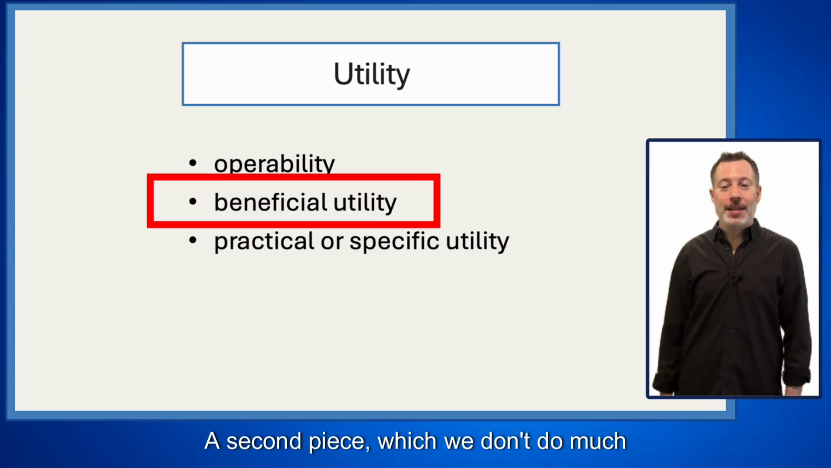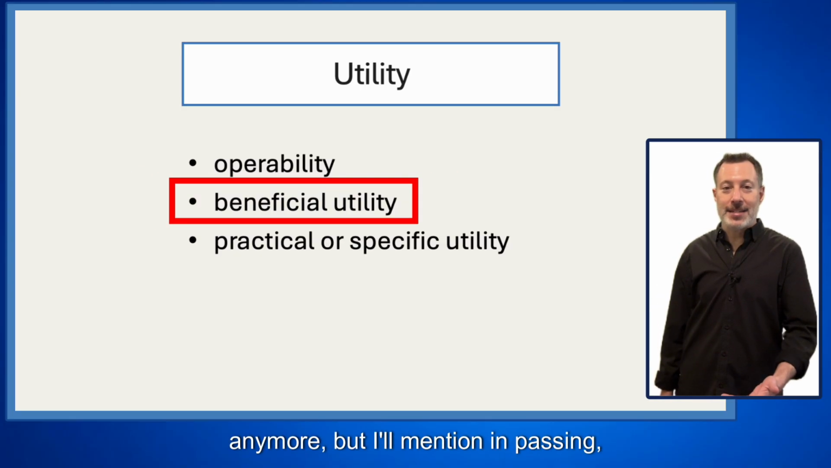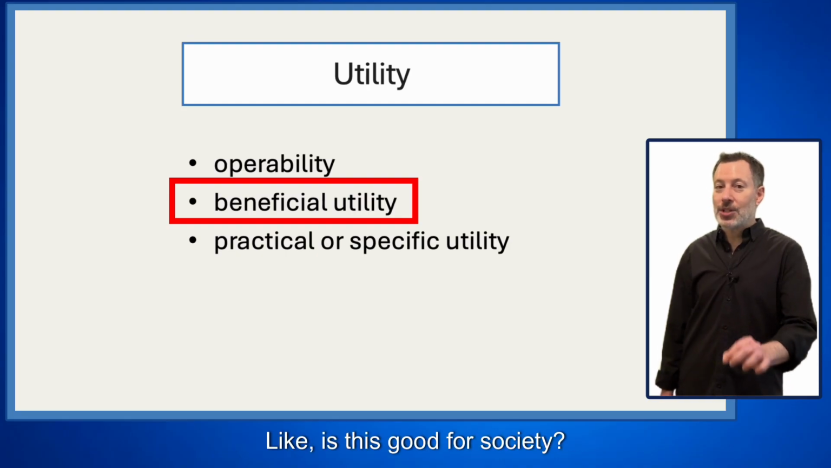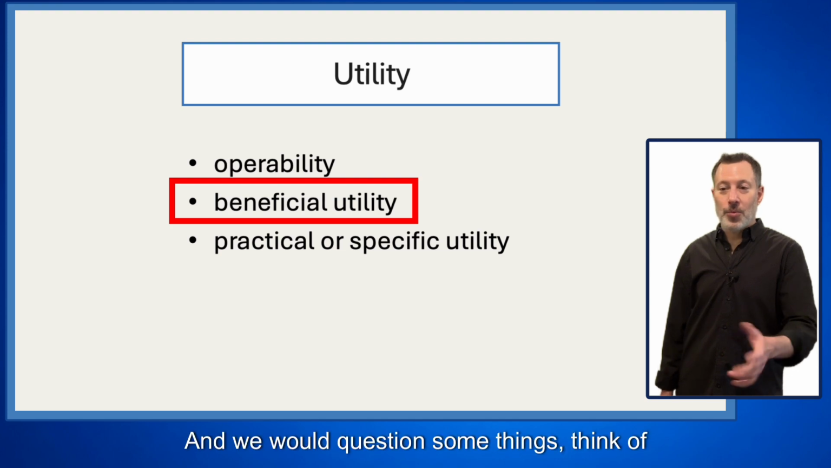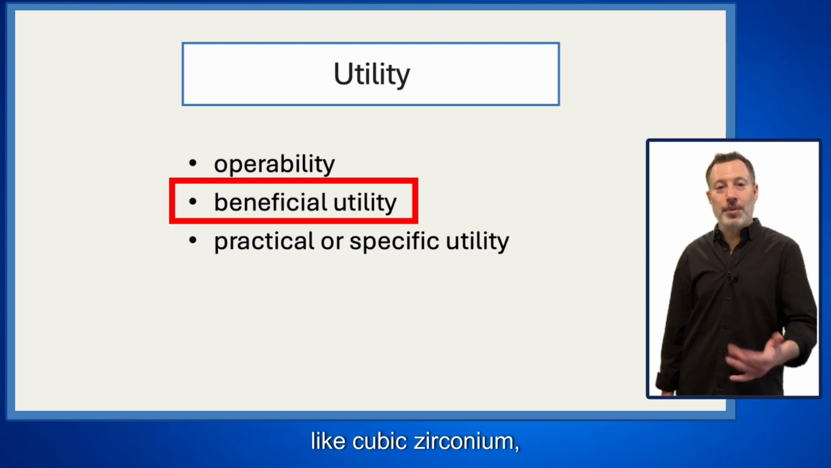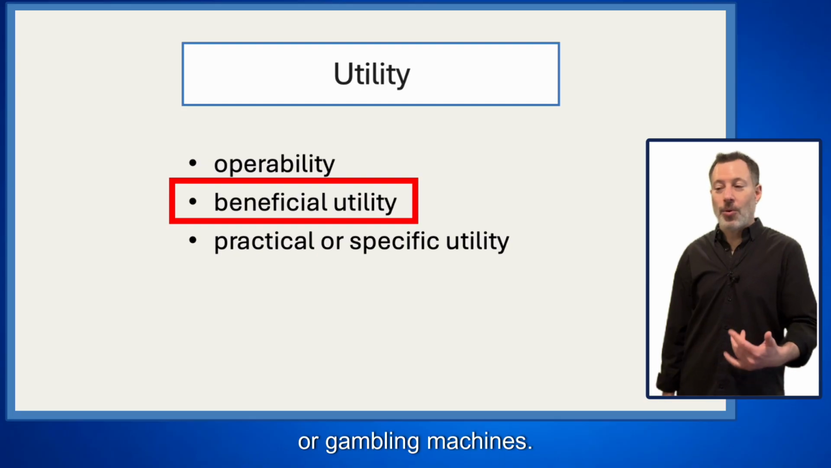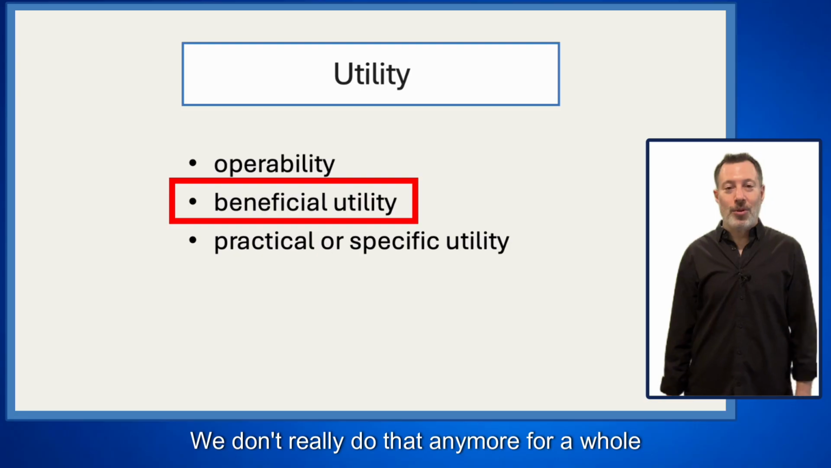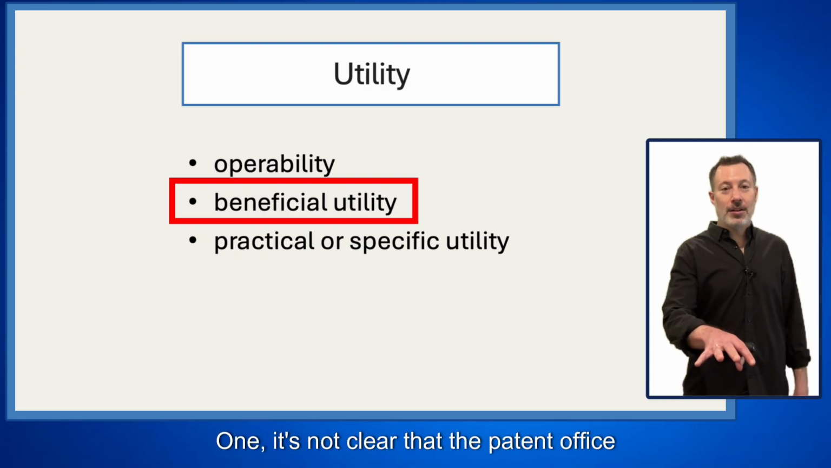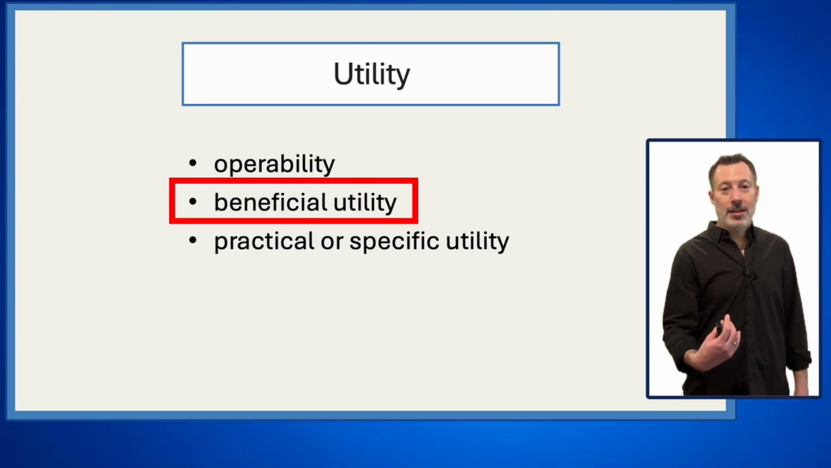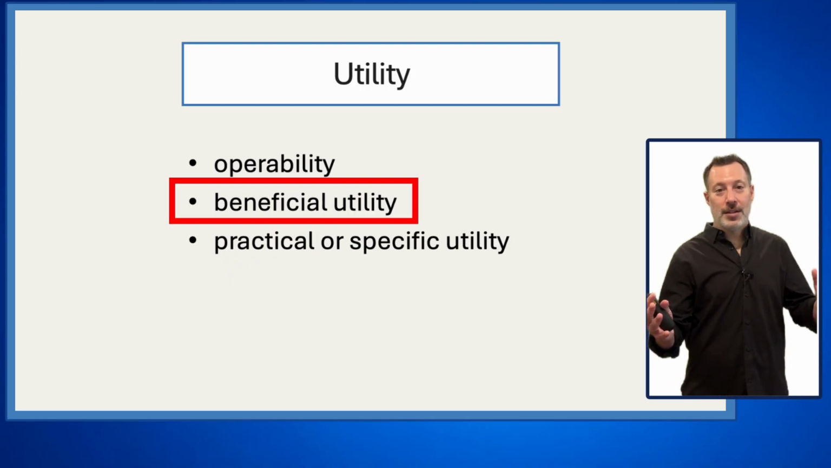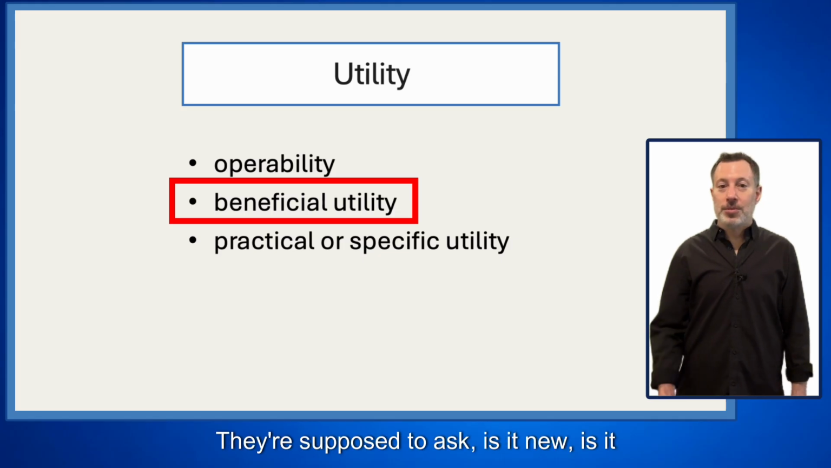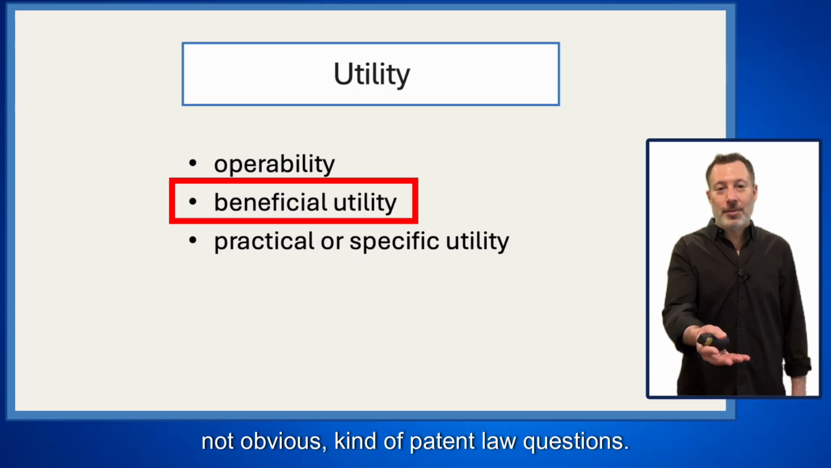Operability. A second piece, which we don't do much anymore, but I'll mention in passing, there was a time when we judged beneficial utility. Like, is this good for society? And we would question some things, think of cubic zirconium, fake diamonds, or gambling machines. We question some things. We don't really do that anymore for a whole bunch of reasons. One, it's not clear that the Patent Office is well placed to judge these big picture questions. Is this good or not for society? That's not really what the Patent Office was supposed to do. They're supposed to ask, is it new, is it not obvious? Kind of patent law questions.